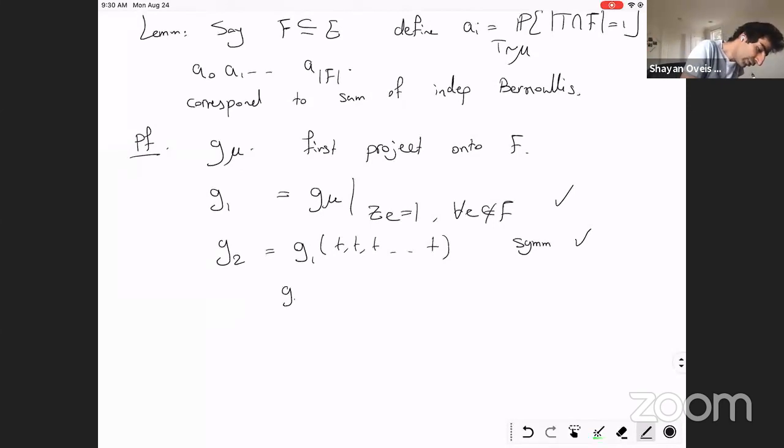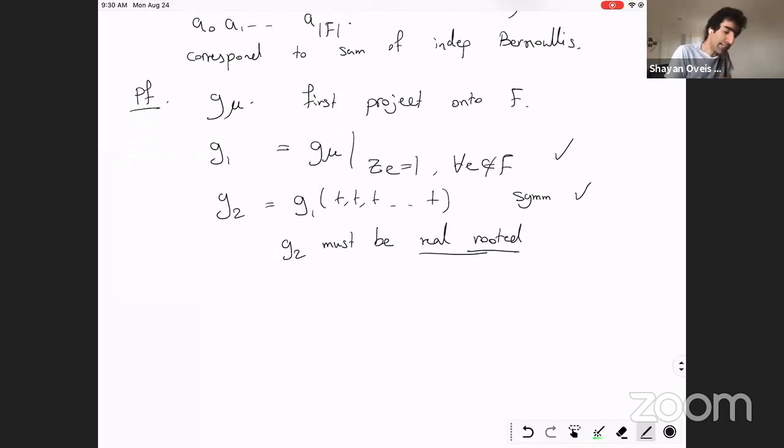But G2 must be real rooted, because any univariate real stable polynomial is real rooted. That's what we started this lecture with. Now what G2 really looks like: G2 is really A_0 plus A_1 t, all the way to A_|F| t to the |F|.